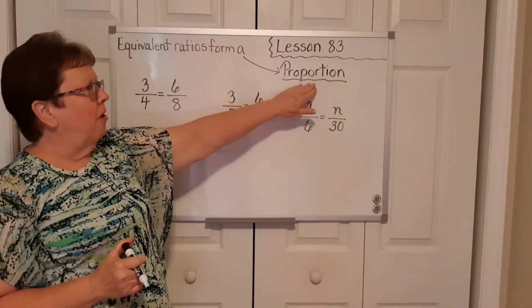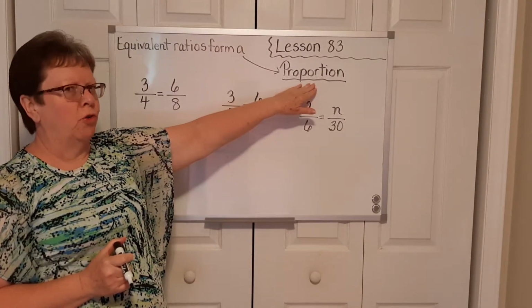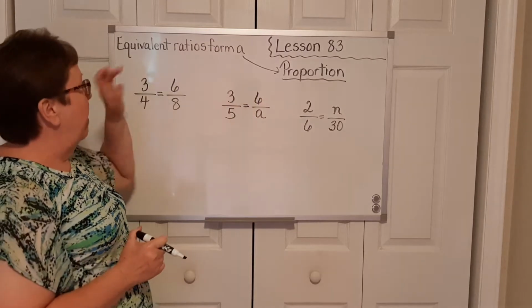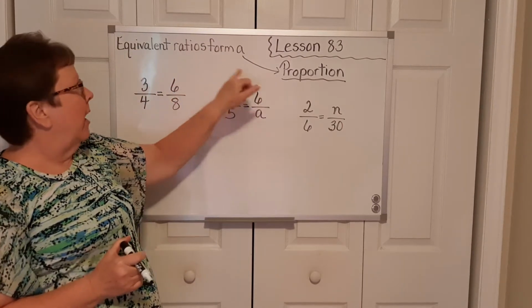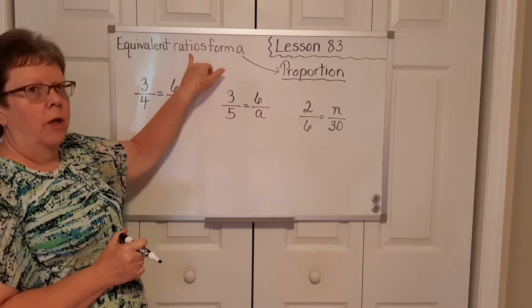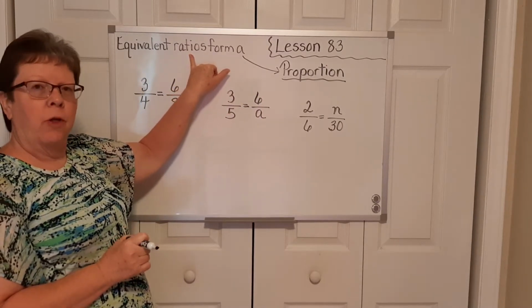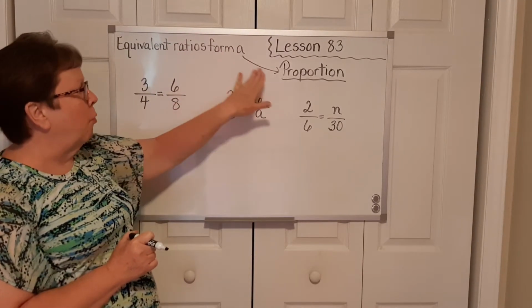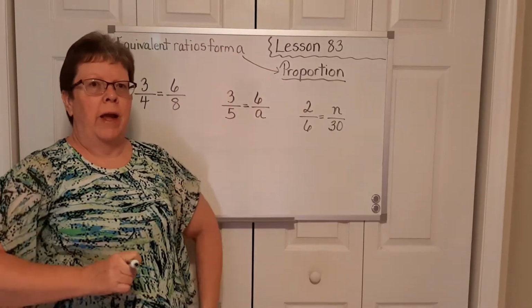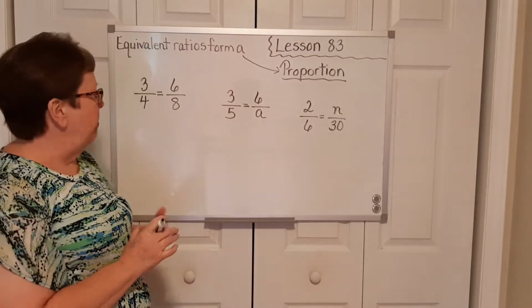It's on solving a proportion, okay? Equivalent ratios form a proportion. Now, let me review that term ratio. A ratio is a fraction. So another way to say this is equivalent fractions form a proportion. Okay, so it's pretty simple today.